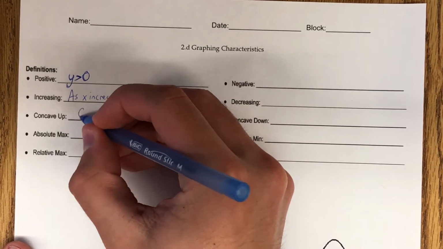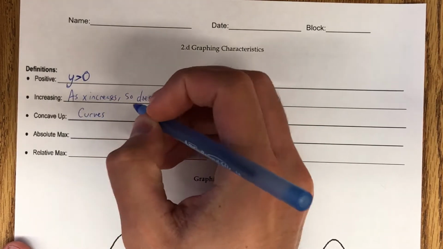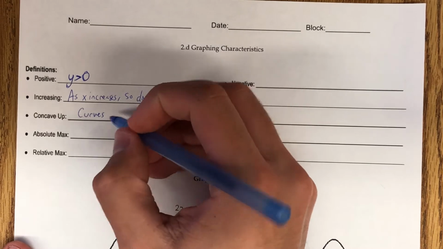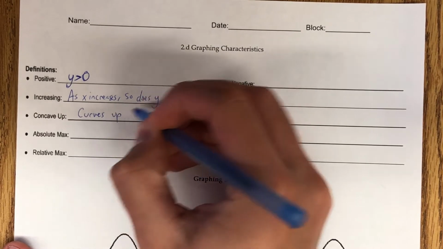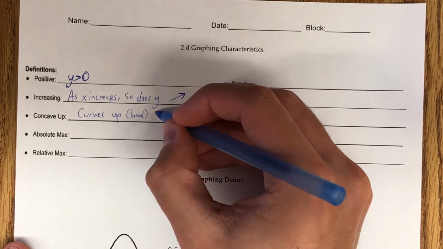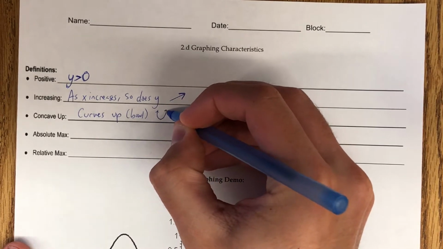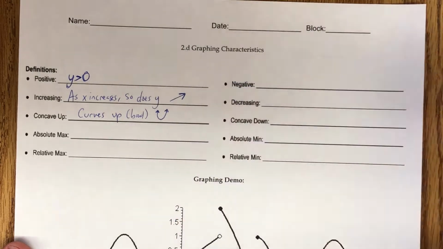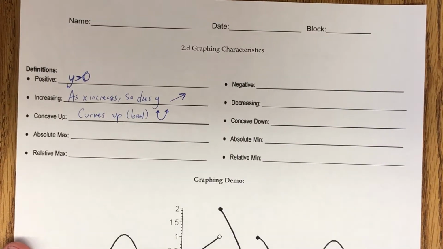Concave up, this is probably new, but these are functions or parts of functions that curve up, kind of like a bowl in a way. So like an upward-facing parabola, we would call that whole function concave up.